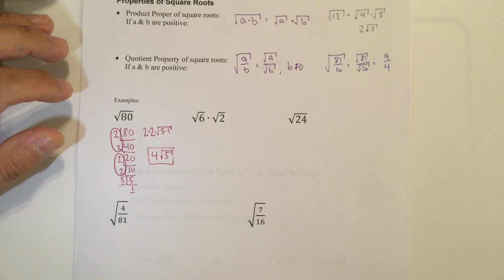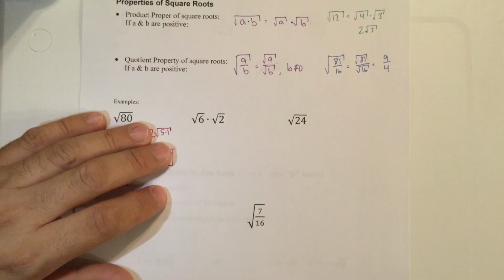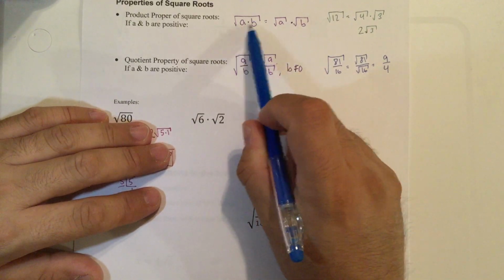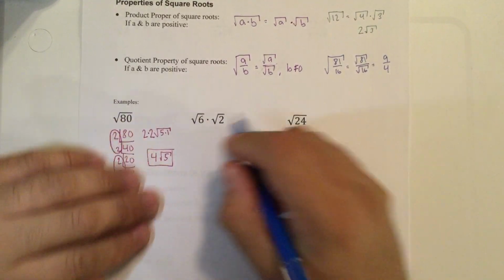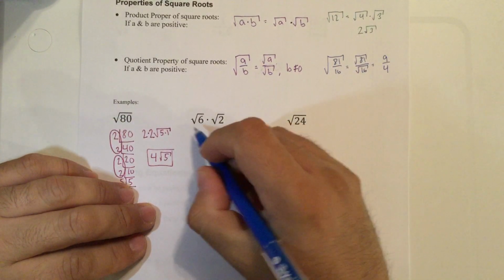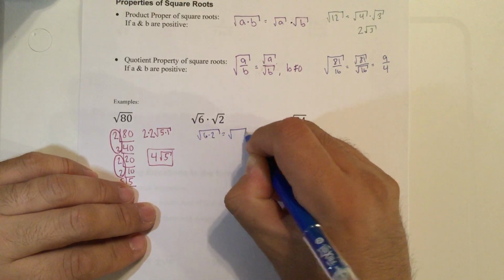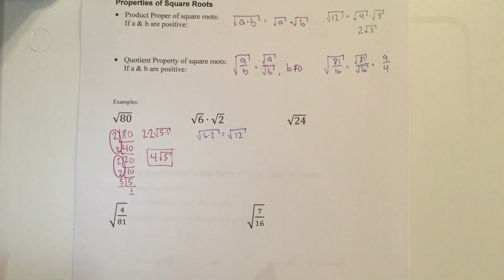Let's take a look at the next one. So we have the square root of 6 times the square root of 2. So it's using this property right here. We're going to put them together by multiplying. They have the same radical, square root, square root. So I'm just showing you the work, the square root of 6 times 2, which is the square root of 12. Now, once we get to this square root of 12, we're going to try to simplify that.